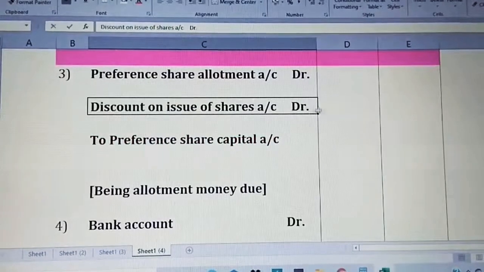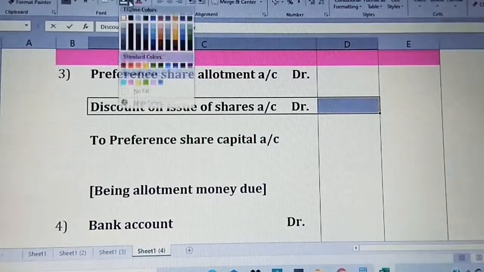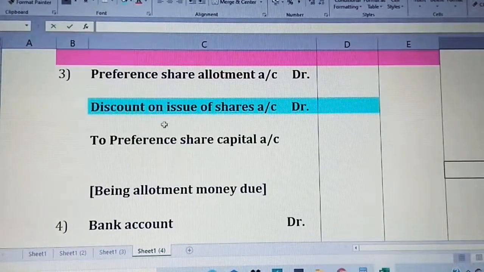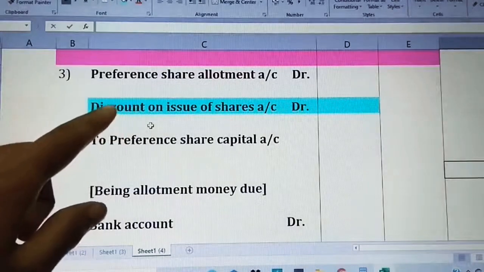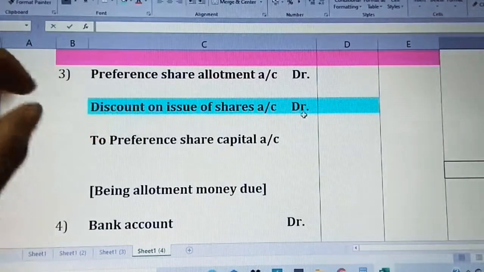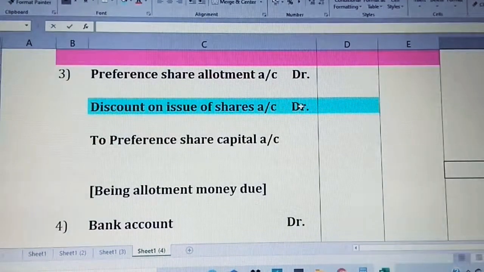Now just observe, this is going to be highlighted here because this is related to discount. Preference share allotment account debit, discount is to be taken at allotment. So we are debiting discount. Very simple. Keep this in your mind.